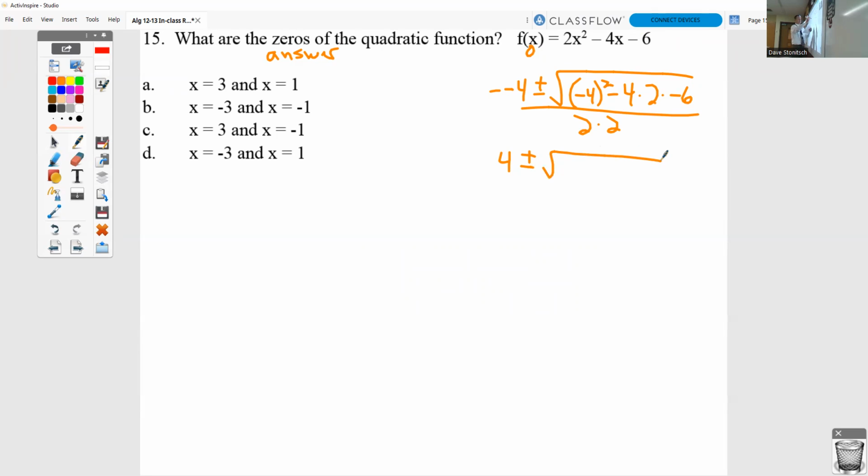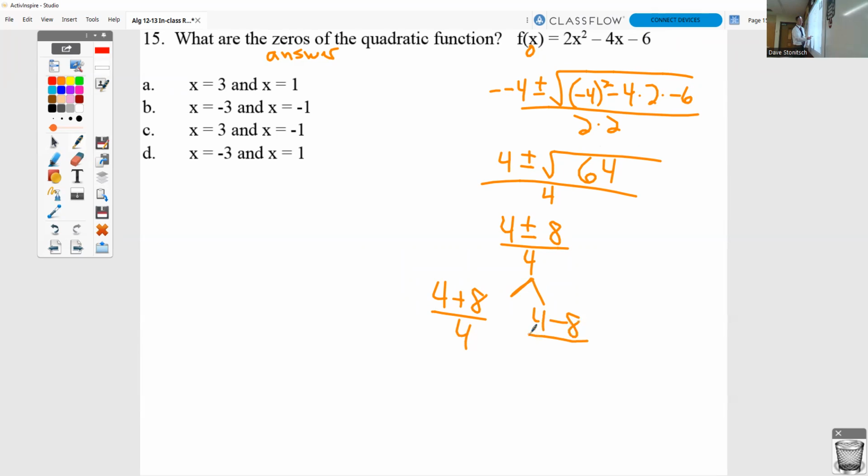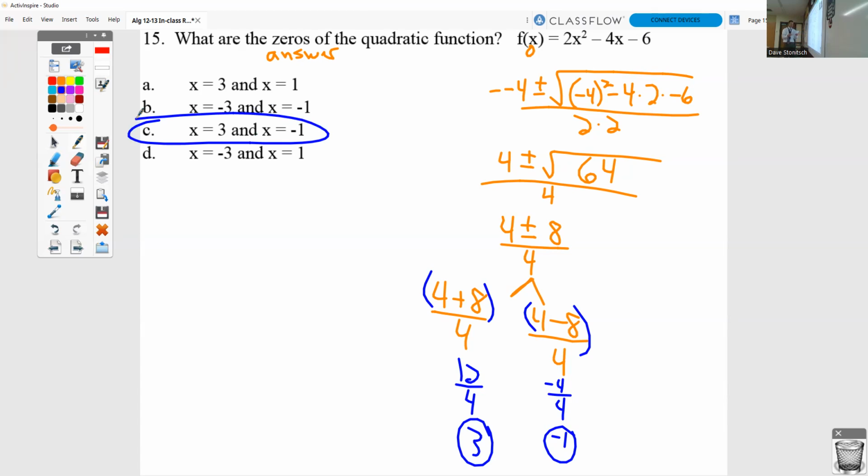When we type that into the calculator, you get 64 all over 4. 64 is just 8. 64 is a perfect square. So we have 4 plus 8 divided by 4 and 4 minus 8 divided by 4. 4 plus 8, remember, you could type it into the calculator, but if you do, you've got to have parentheses. 4 plus 8 is 12. 12 divided by 4 is 3. 4 minus 8 is negative 4. Divided by 4 is negative 1. So we get 3 and negative 1, which is choice C.